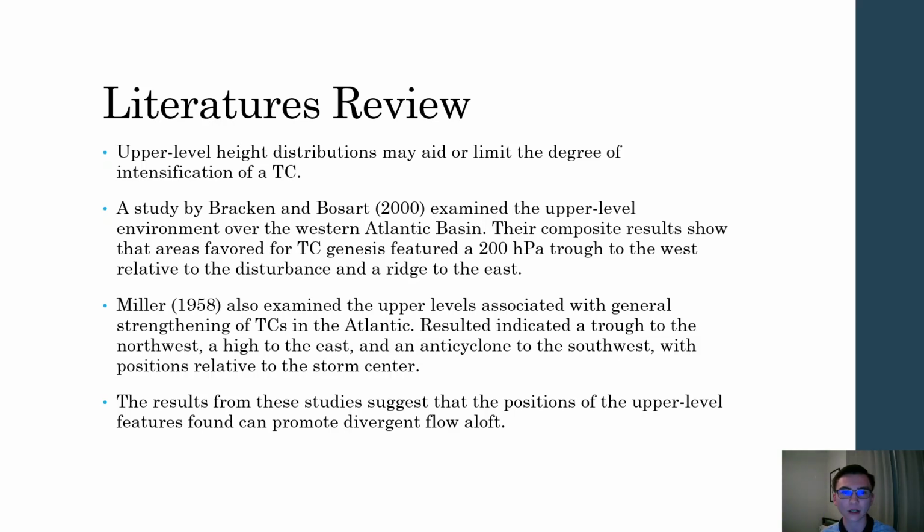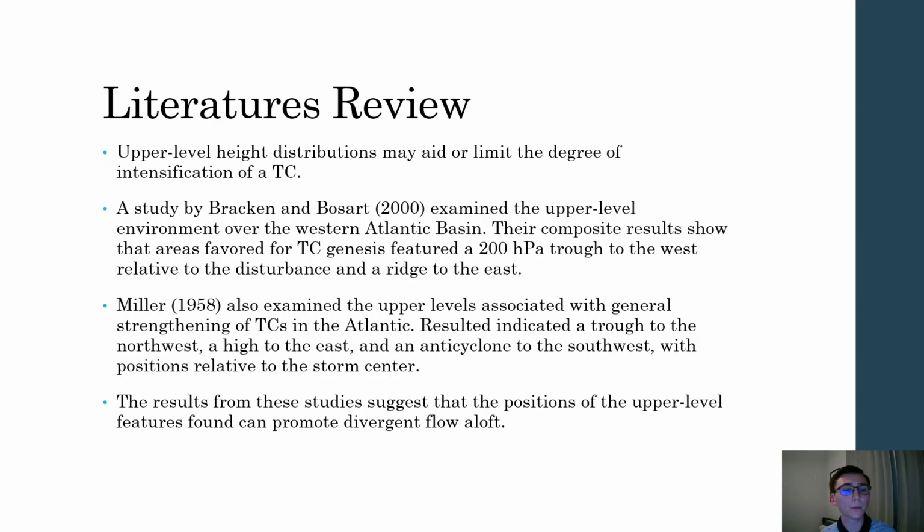One study by Bracken and Bosart examined the upper level environment over the western Atlantic basin, and their composite results show that for tropical cyclone genesis, we see a 200 millibar (hectopascal) trough to the west relative to the disturbance, and a ridge off to the east.